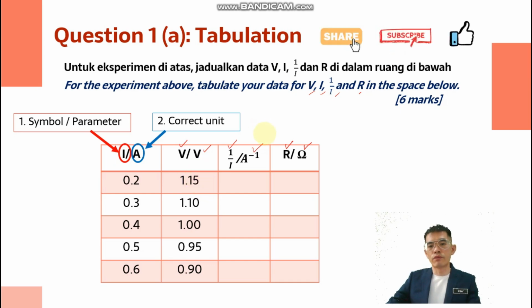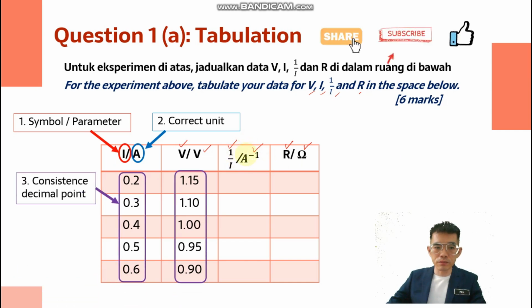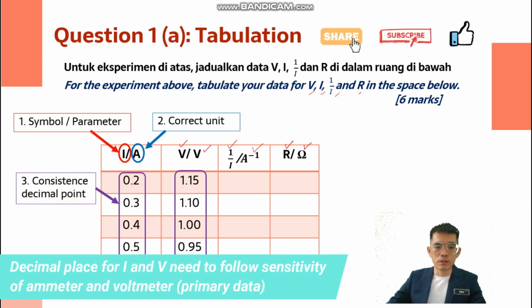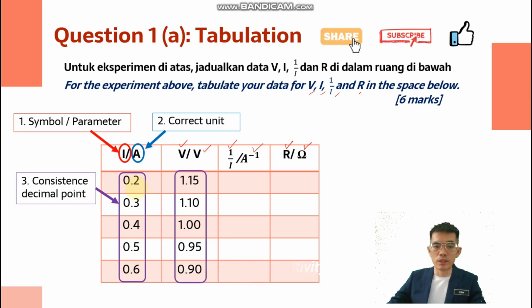As mentioned, to plot the graph we need 1 over I and also R. Before we go to 1 over I, this is the third tip you have to follow. Make sure all the readings here have consistent decimal points. Like here, the first one 0.2 has 1 decimal point, so all the values here must follow with 1 decimal point. The second one, for the voltage, is also the same. The first reading we get is 1.15, which is with 2 decimal places, so all the data here must follow the same number of decimal places.